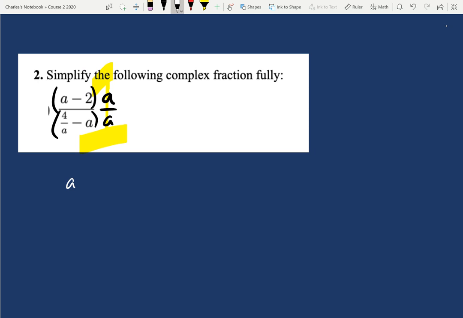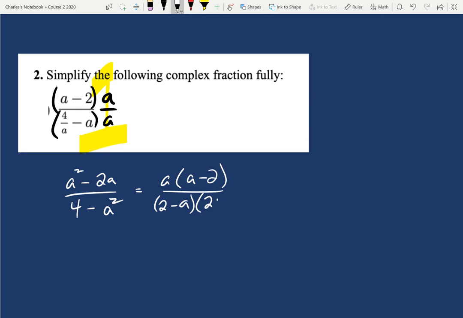If I do that, I get a squared minus 2a divided by 4 minus a squared, which is a nice step in the right direction. And then I'm going to start factoring now because I don't have any fractions within fractions. I just have one numerator, one denominator. I'm going to factor out an a from the top, and I get a times a minus 2. And on the bottom, this is a difference of squares, so I can call this 2 minus a times 2 plus a.